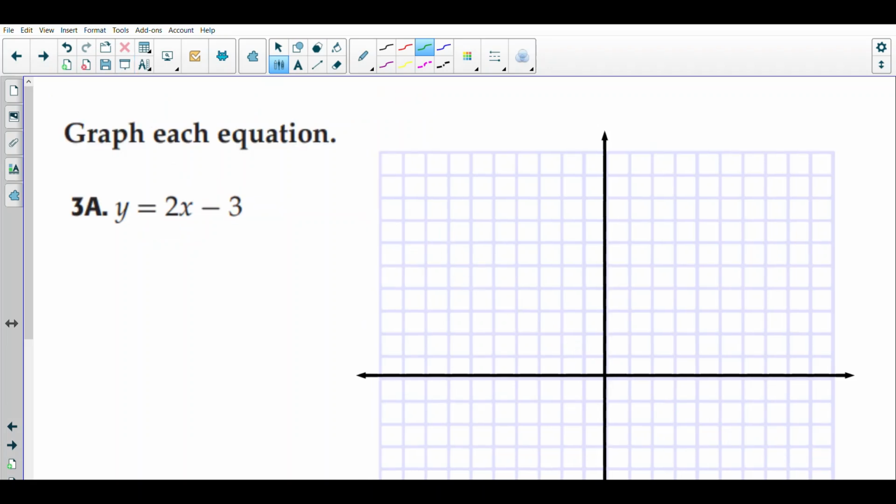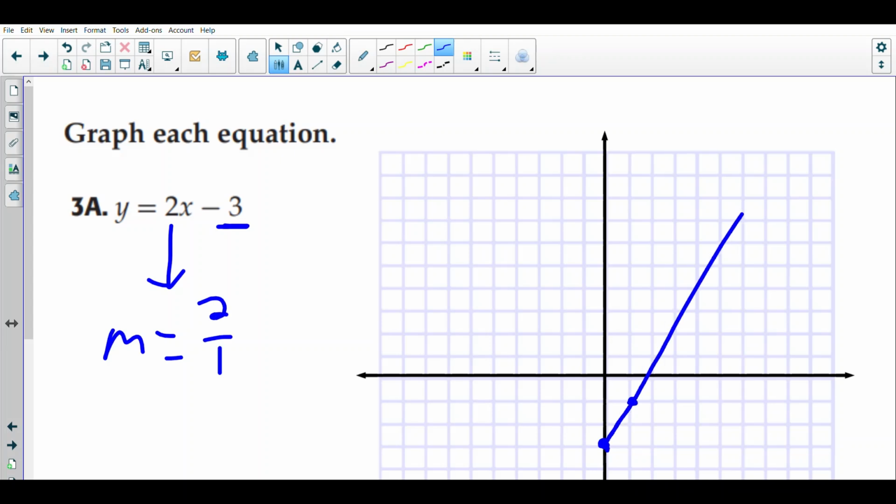Let's do another one. y equals 2x minus 3. So once again, start at the intercept, so -3 down on the y-axis, and then from there your slope. Now in this case, our slope is m equals 2 over 1. So go up 2 over 1, and there are your 2 points. Draw your line, and you're done.